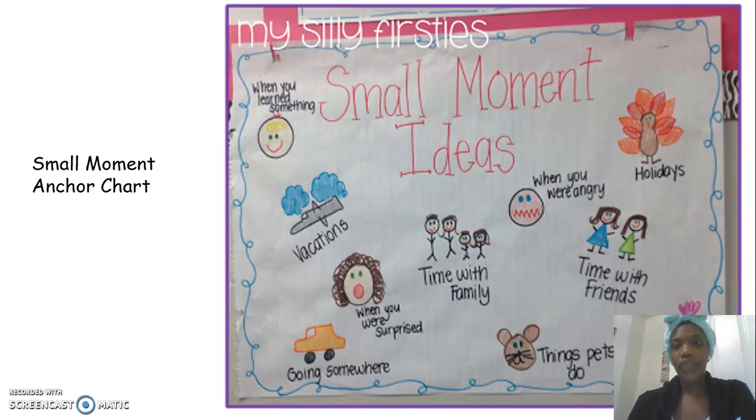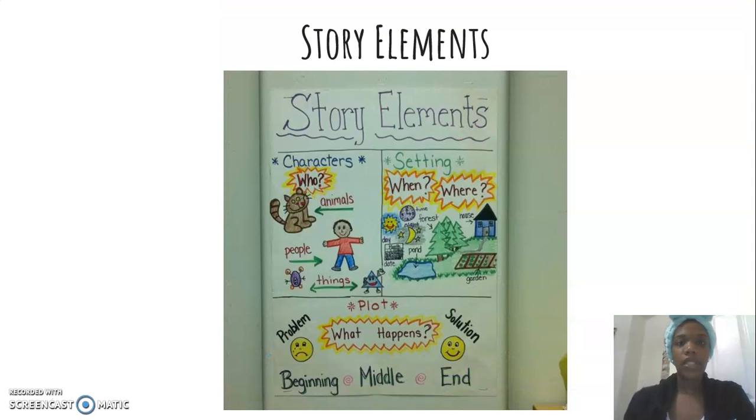As we already know, when we are writing a narrative piece, we are focusing on a small moment. So here are some small moment ideas that you can write about if you want to write a new piece. You can talk about vacations, when you were surprised, going somewhere, time with your family, when you were angry, time with friends, holidays, a time at the pet zoo, or a time when you received a present. Okay? Any of those moments.